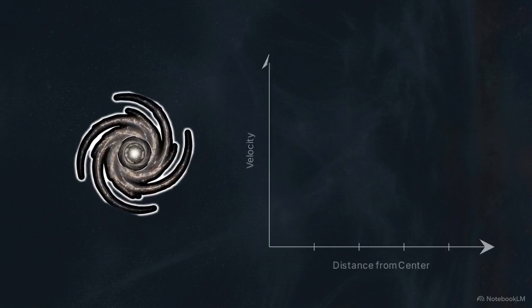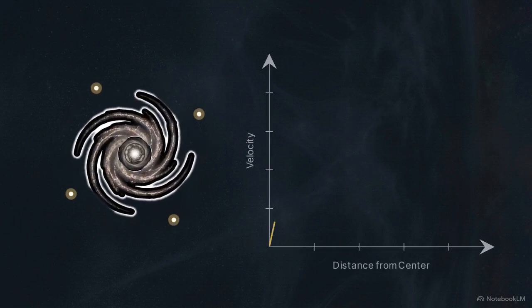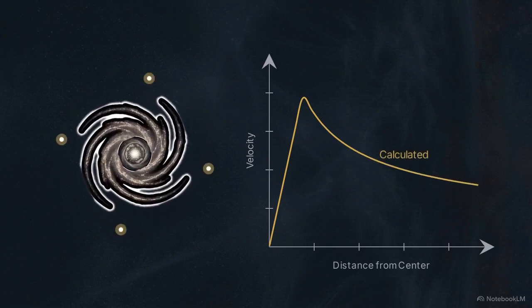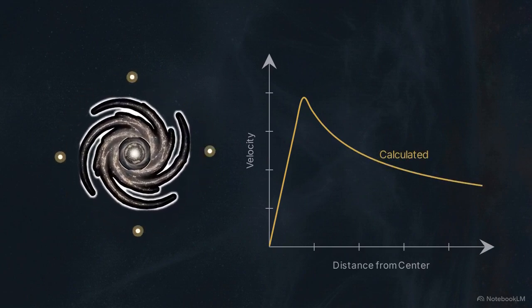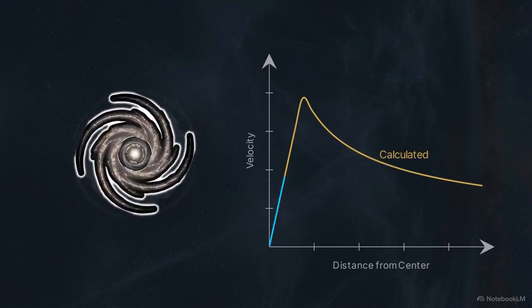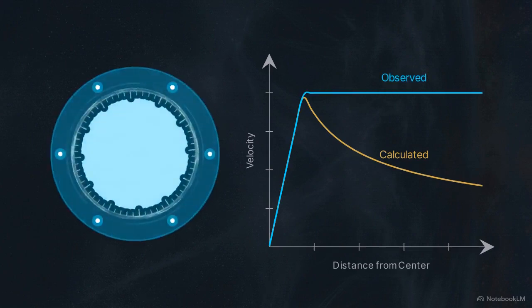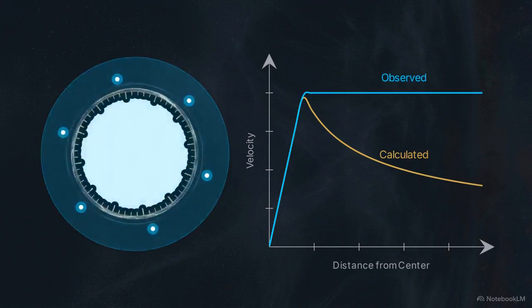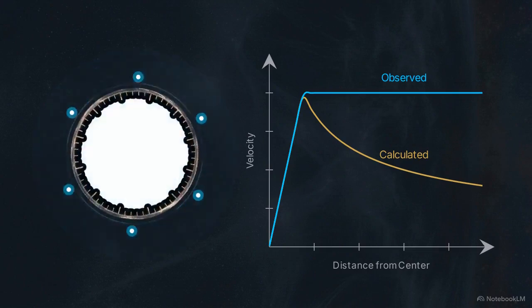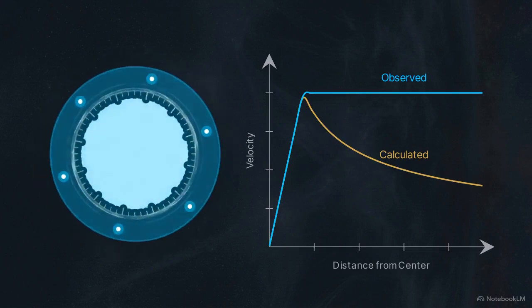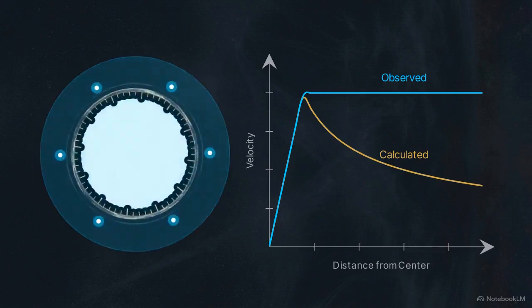This diagram compares the expected and actual velocities of stars within a galaxy. Based on the gravity of visible mass alone, the stars on the outer edges are moving so quickly they should be flung away into deep space. In reality, galaxies remain perfectly intact. The outer stars hold their orbits with a stability that defies the visible math.